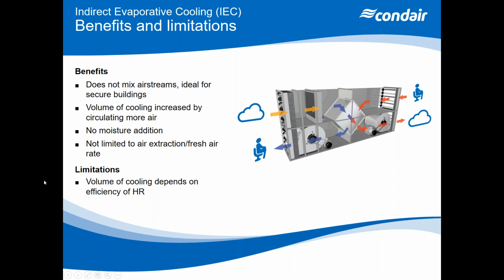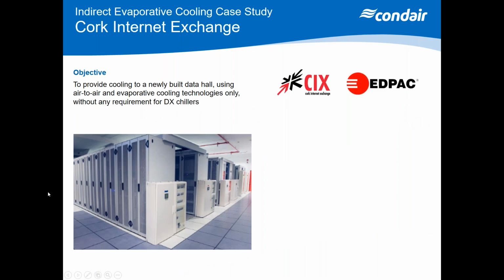So now we're going to look at a case study that utilizes indirect evaporative cooling. This project was the Cork Internet Exchange in Ireland, and it was designed and manufactured and supplied by an air handling unit company in Ireland called EDPAC. And the objective was to provide cooling to a newly built data hall using air-to-air and evaporative cooling technologies only. They didn't want any direct expansion cooling, so no chillers, no additional mechanical cooling.